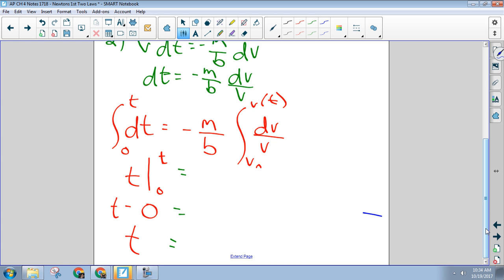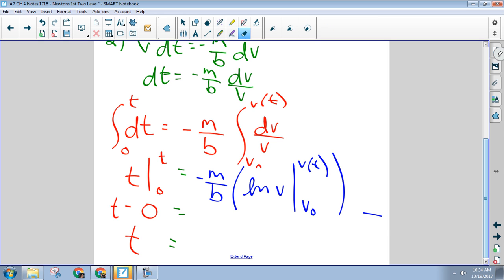So this mess then becomes negative m over b times the natural log of v evaluated between v naught and v of t. The negative m over b stays the same. The integral becomes natural log. But then you've got to evaluate it between v naught and v of t. We're not done yet, but is everybody okay so far?